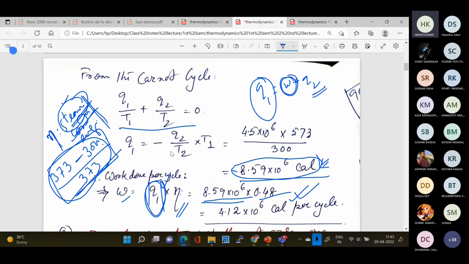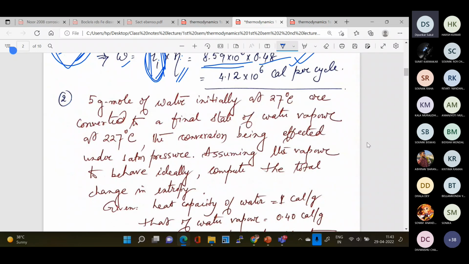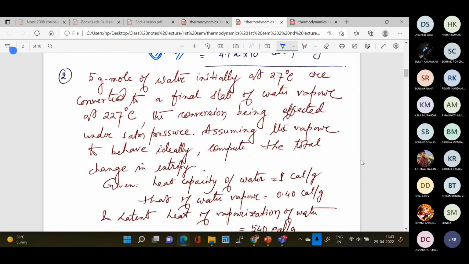Acha. Sir, I thought that if we know Q2, then we can determine Q1 by efficiency. It is not possible. First, we have to determine the Q1, because efficiency means the amount of heat absorbed from the source into efficiency. First, you have to determine what is the amount of heat the system is absorbing from the source. Okay, let us consider the second one. That is a problem with entropy change.